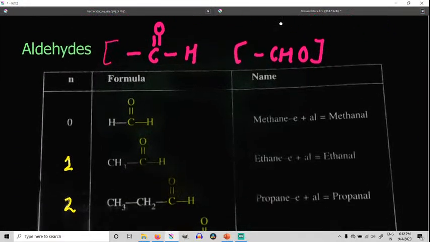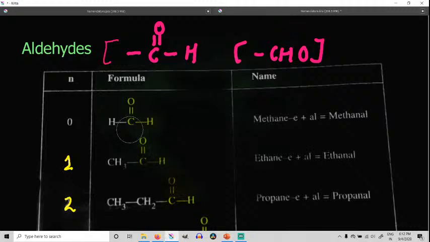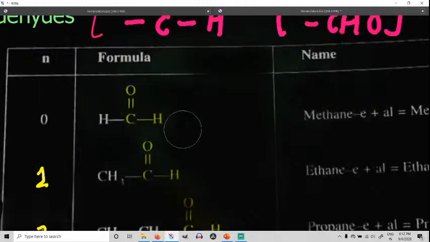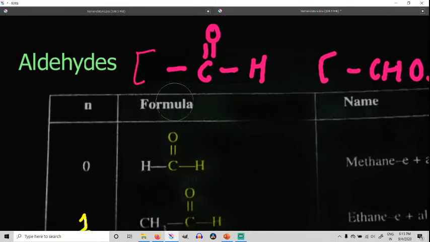Now, how to identify aldehydes? Whenever aldehydes are there, they are identified by C double bond O-H. If in the structure it is written C double bond OH, then it means an aldehyde is present. We can easily see in this structure C double bond O-H, and this can also be written as CHO.